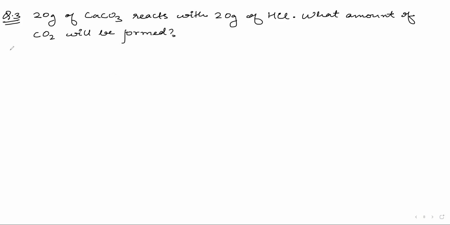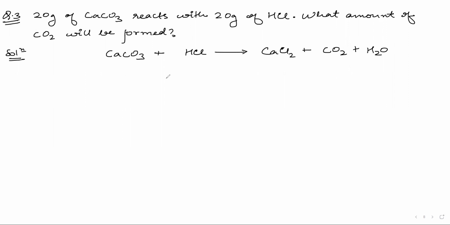Okay, so I'm giving you the chemical equation here. You have CaCO3 plus HCl. This will give you CaCl2 plus carbon dioxide plus water, since it is a neutralization reaction.